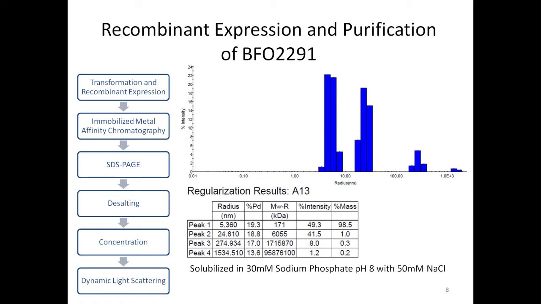So the first step was recombinant expression and purification. For BFO 2291, it was pretty easy: just recombinantly expressed in E. coli, then used nickel NTA immobilized metal affinity chromatography, and then I desalted and concentrated it. Here you can see the dynamic light scattering profile of the purification, with the majority of the protein in what appears to be a folded and unaggregated conformation. This protein was solubilized using 30 millimolar sodium phosphate at pH 8 and 50 millimolar sodium chloride.